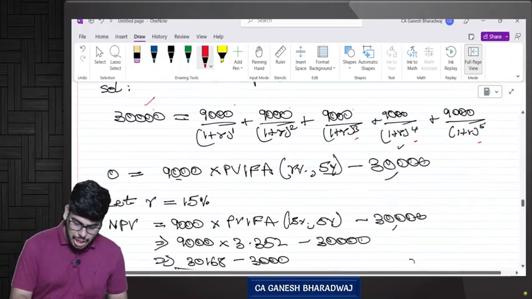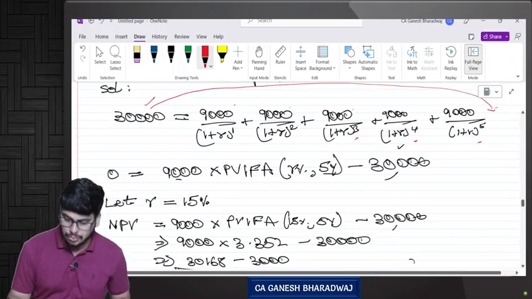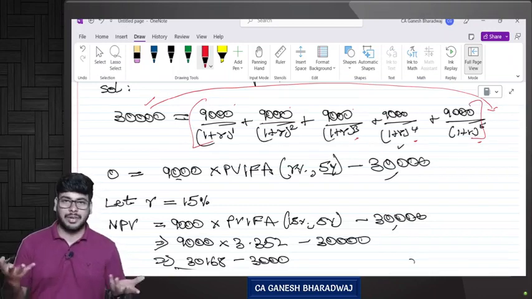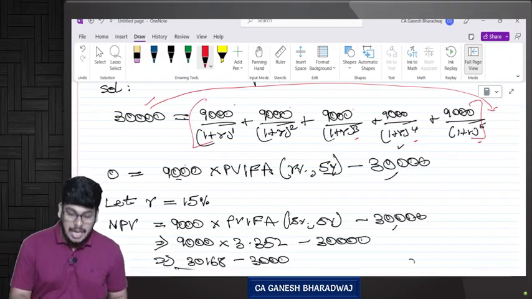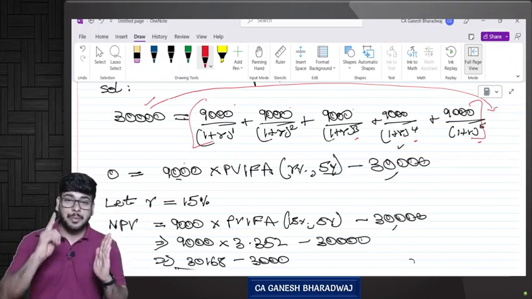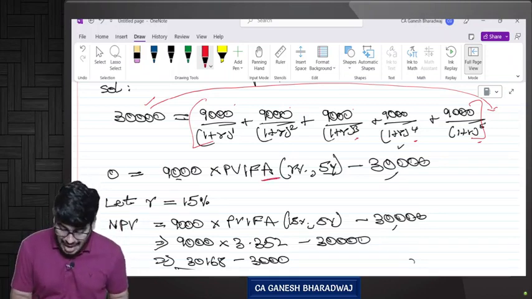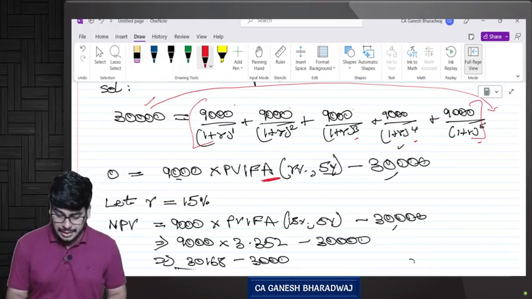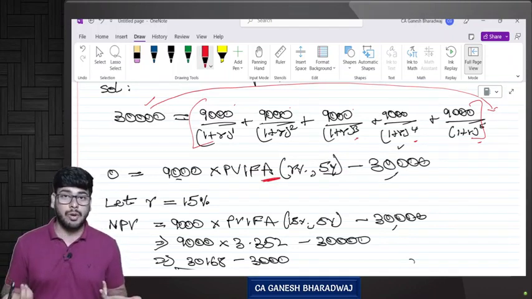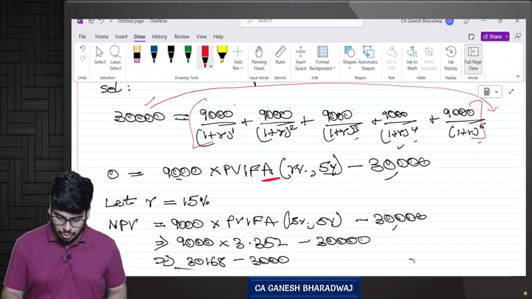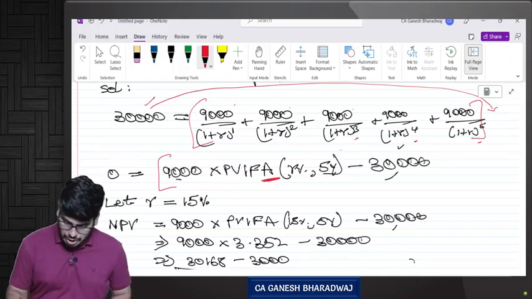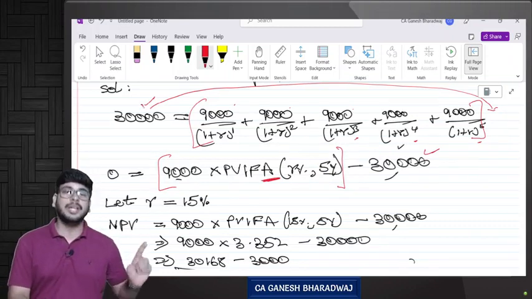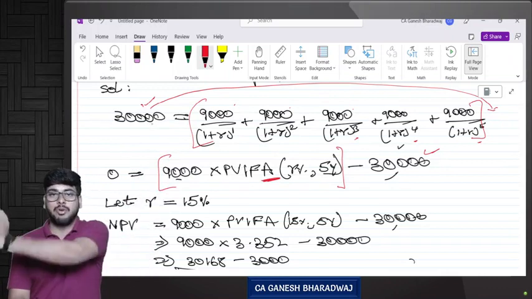Or in other words, you can take this 30,000 from the LHS to the RHS. Yes, and this present value of cash inflows, can I say this is nothing but 9,000 rupees into the present value interest factor of annuity for R percent for 5 years, correct or not? I don't know what that R percent is. I need to calculate that R only, correct? Yes, so this is going to be my present value of cash inflow minus 30,000, correct? So what was there on the LHS, I brought it to my RHS.